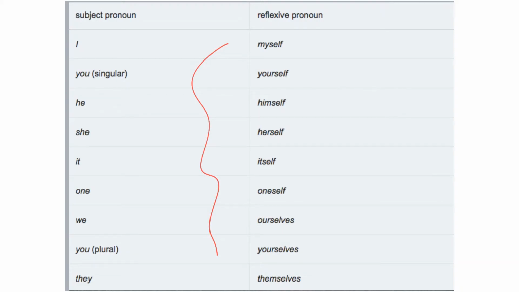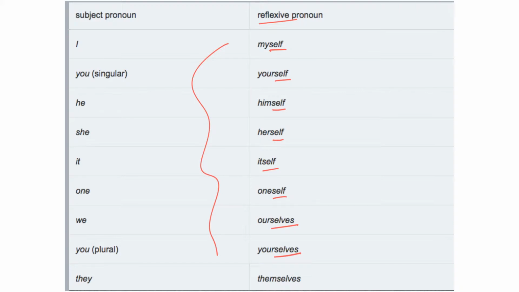So basically when we get to reflexives, you're going to be dealing with this self suffix. Most of the pronouns are going to be similar. I changes to myself, but they're going to add that self suffix onto it, and that is the reflexive pronoun. And the important part about the reflexive is that it reflects on the subject. That's what we're going to be focusing on.